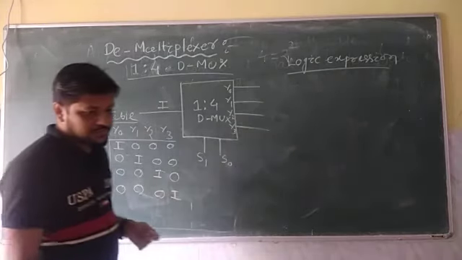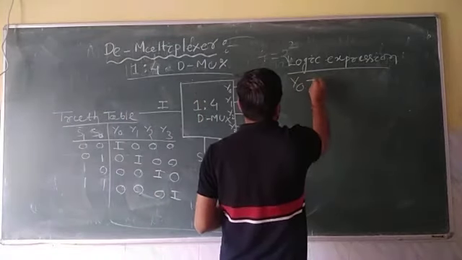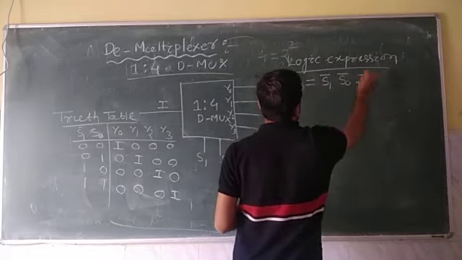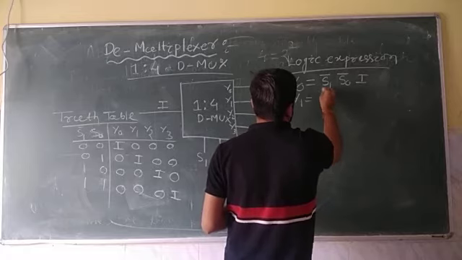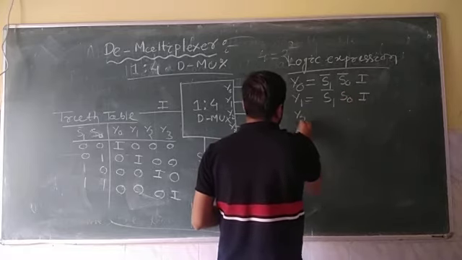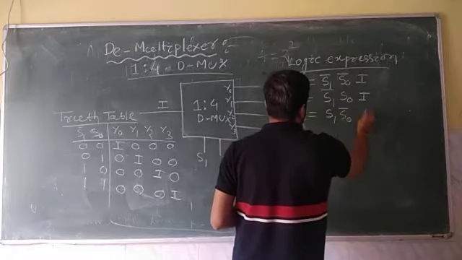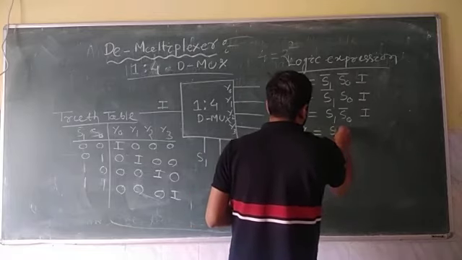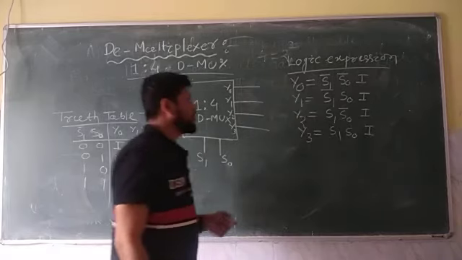Y0 is equal to S1 bar, S0 bar and I. Similarly Y1 is equal to S1 bar, S0, I. Y2 is equal to S1, S0 bar, I. Y3 is equal to S1, S0 and I. So these are the 4 expressions.